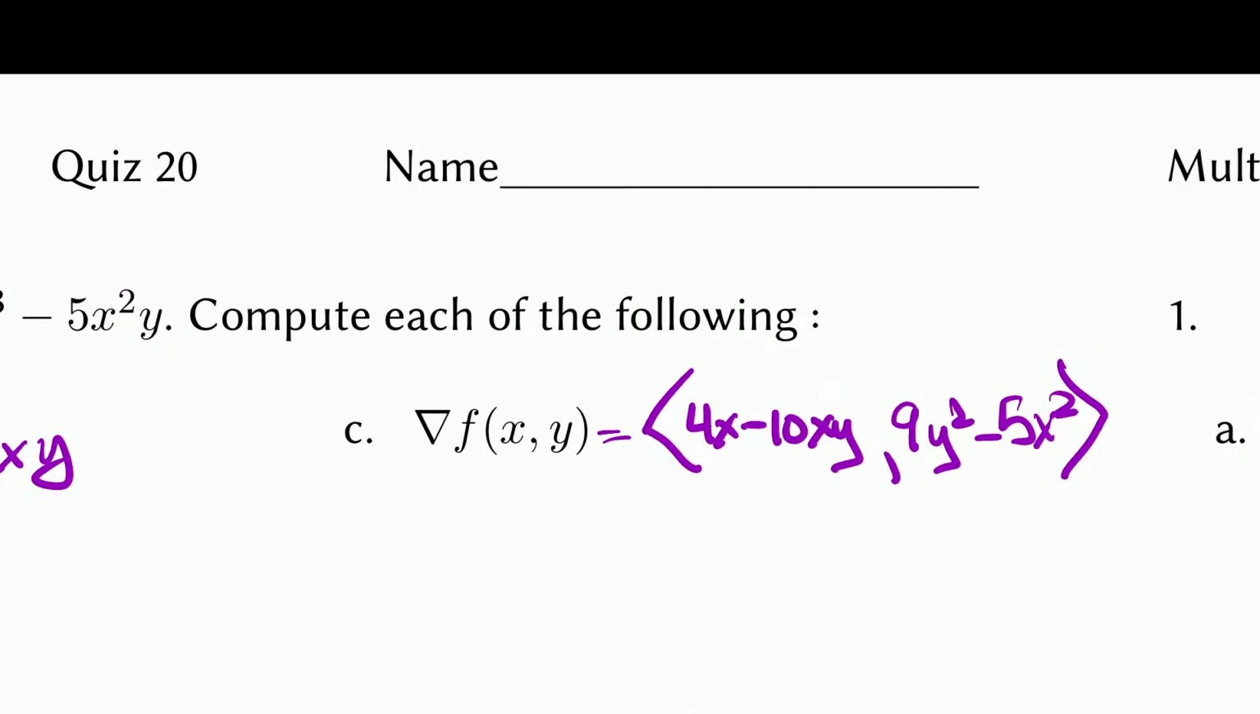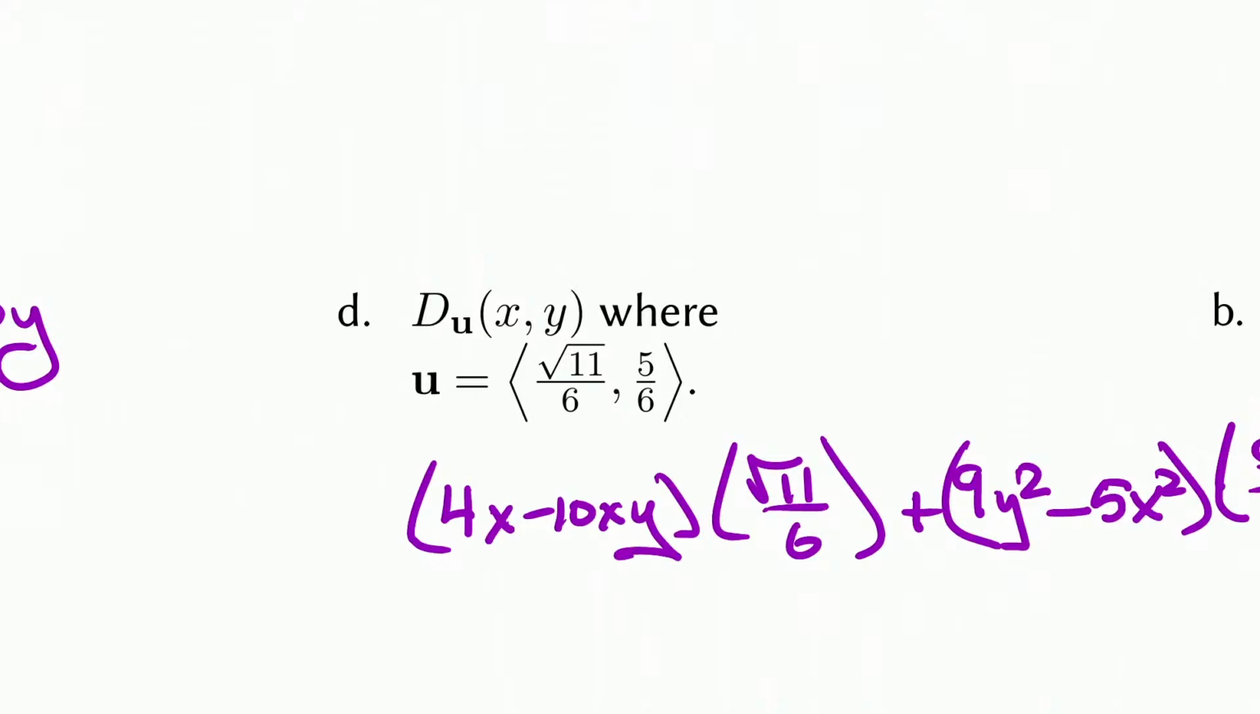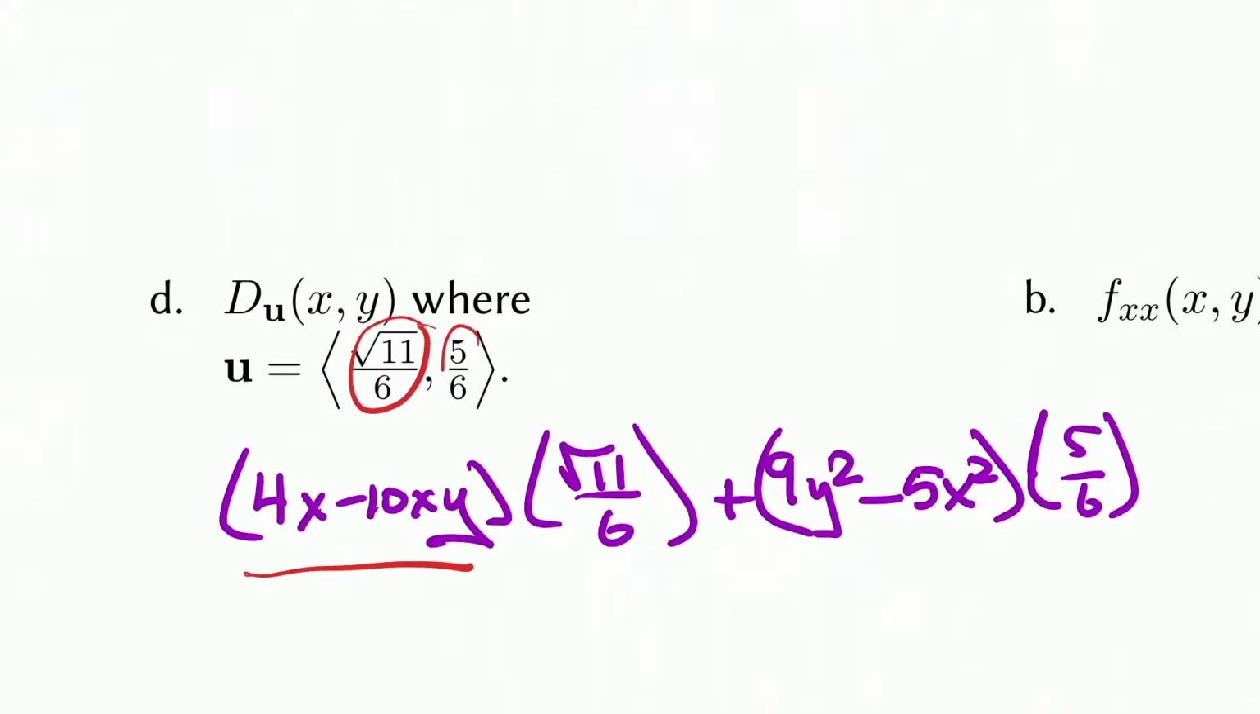But the vector at least was a unit vector. So I just took the first derivative. I probably should have put the radical 11/6 in front. But since this is a unit vector, take that times f sub x, and then add to that this thing times f sub y. And that's the directional derivative.